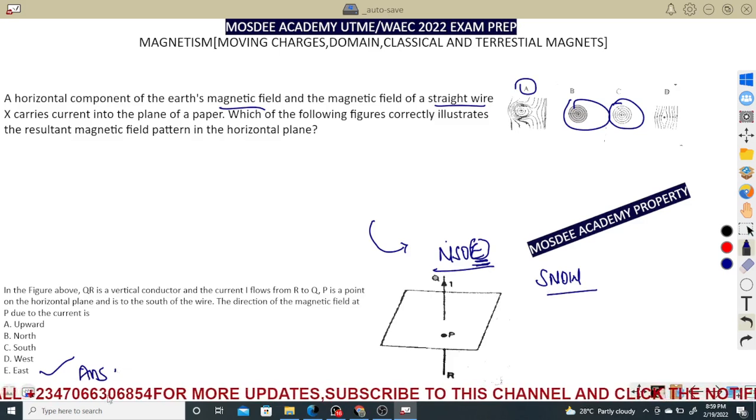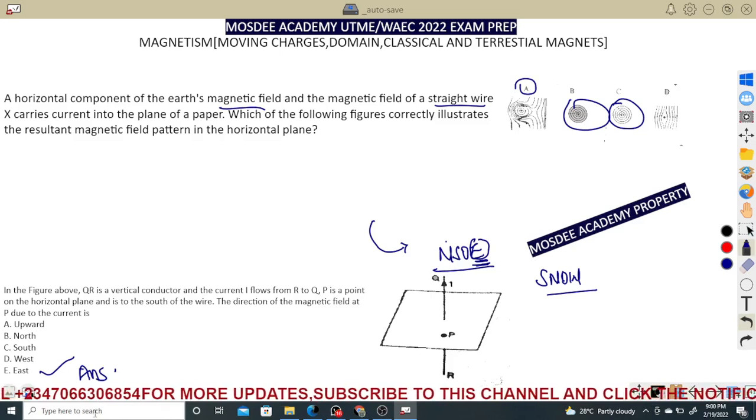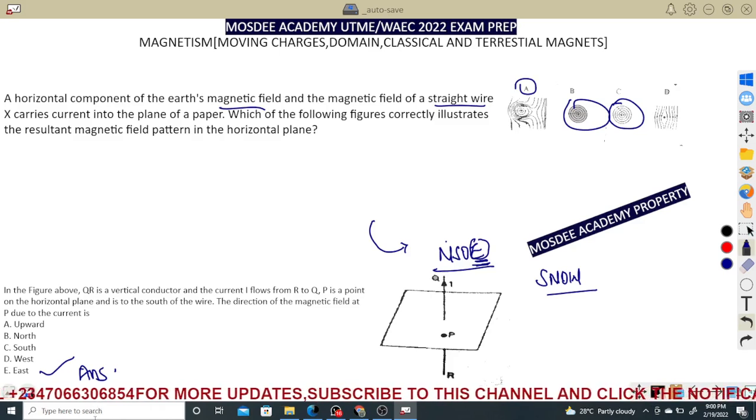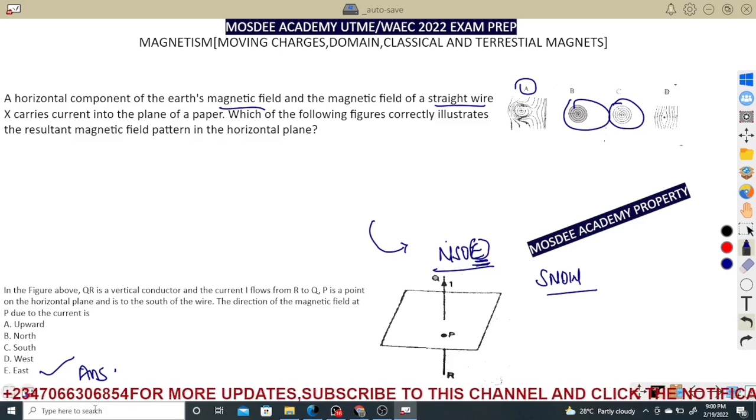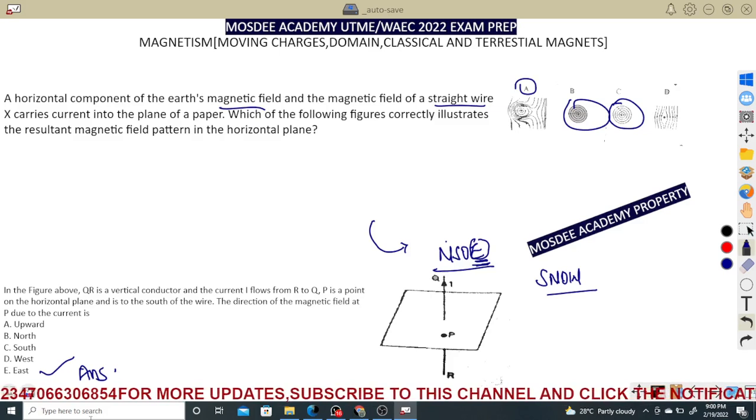So guys, this is all about magnetism part 1, which is the first part. And the next topic is electrical charge, which is according to the syllabus. I'm working with respect to the syllabus of UTME and WAEC. So always keep that at the back of your mind to join us.